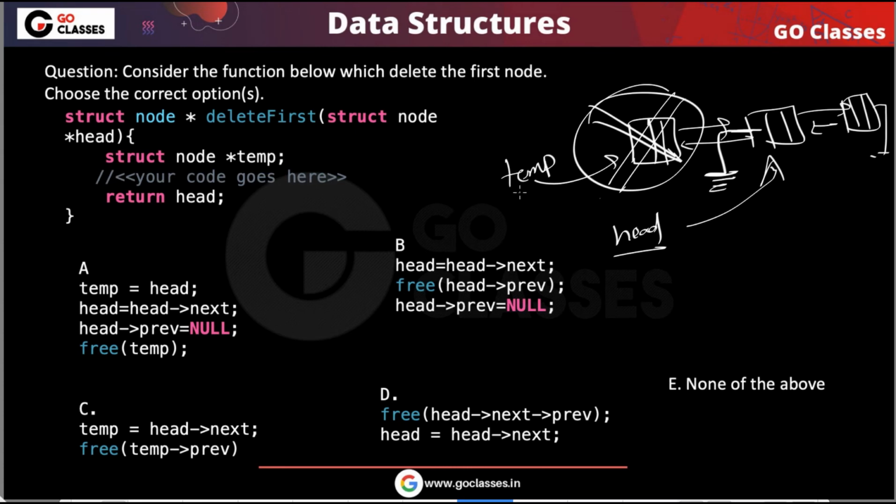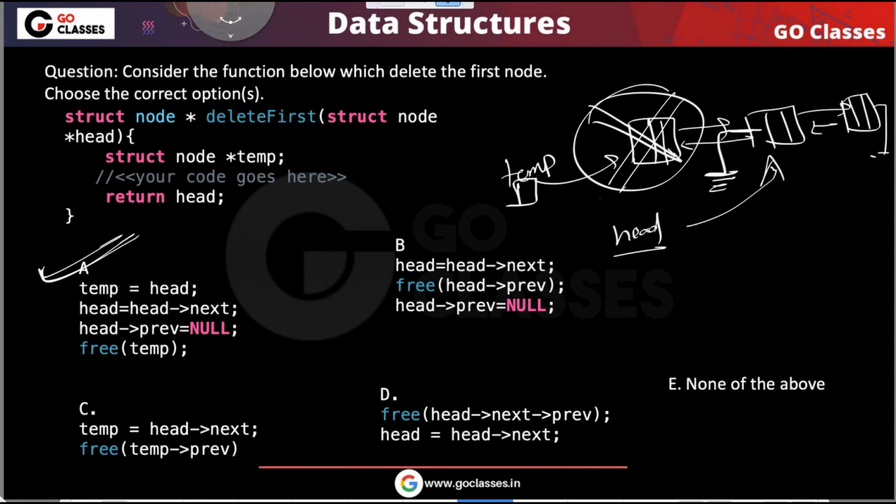Free temp means what? If temp is pointing to something, then free temp does not mean freeing the temp itself, but whatever is pointed to by the temp. So it will get freed. So I think A is very much the correct option. A is the correct answer.